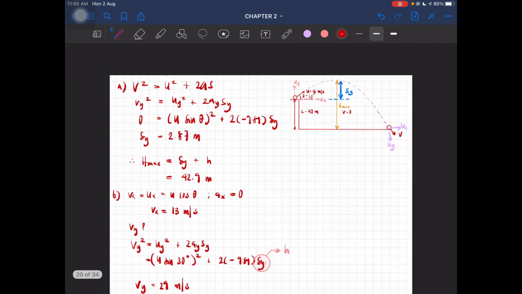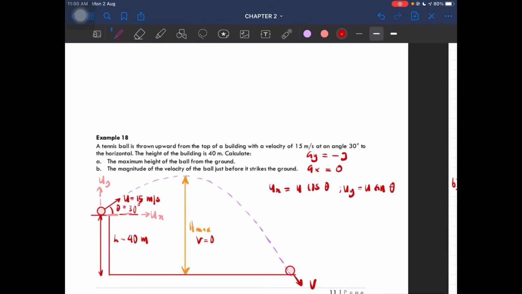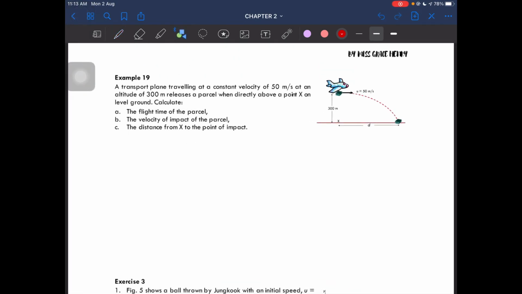Okay. Alright, so that is example 18. Alright, last example for chapter 2. A transport plane is traveling at a constant velocity of 50 meter per second at an altitude of 300 meter, releases a parcel when directly above a point X on level ground. Calculate the flight time of the parcel, the velocity of impact of the parcel, as well as the distance from X to the point of impact.